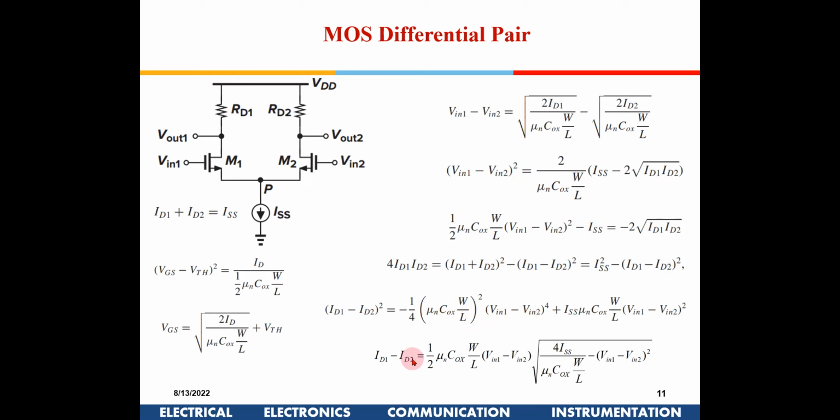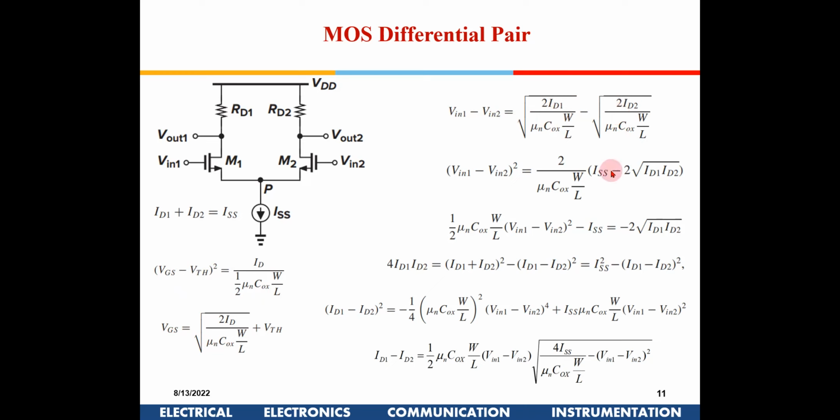So if you write that, you will get ID1 minus ID2 from these equations. If you solve, this is the equation which I get for the difference in current. Okay, so this equation. What we have done, we have written the equation for VGS, V in minus V2. So I have taken the difference of both these two. I have done a square of that.